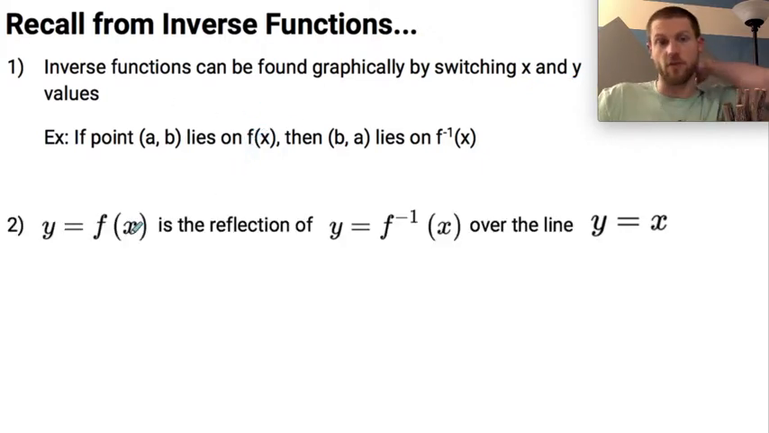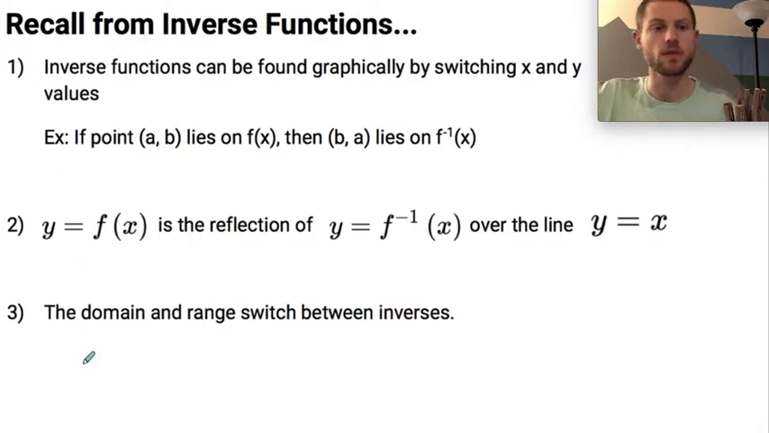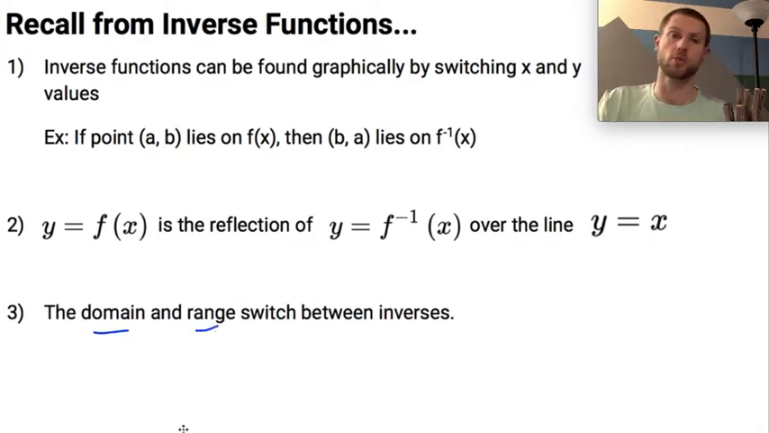Secondly, if I have the function y equals f of x, that is a reflection of the curve y equals f inverse of x over the line y equals x. So remember that y equals x kind of makes like a mirror, and the function and its inverse kind of reflect over that mirror. And then the third thing is the domain and range switch between inverses.